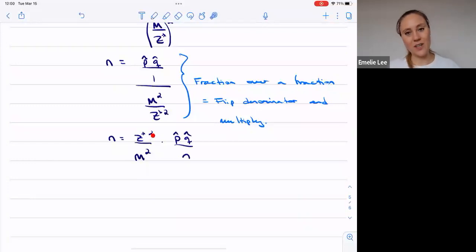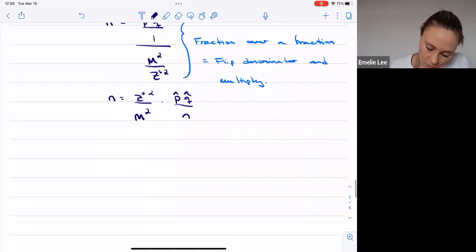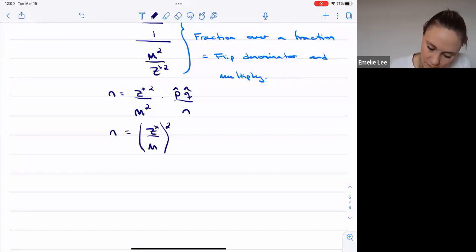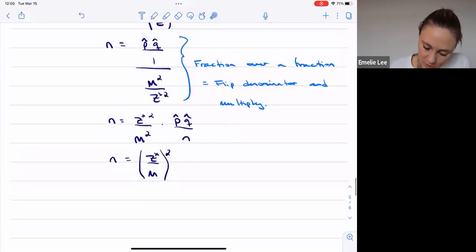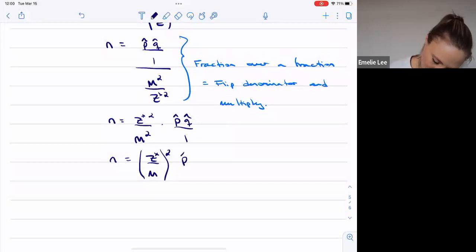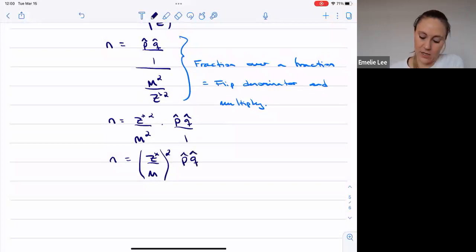By the exponent laws, I can extract that square if I don't want to have it on the individuals anymore. So then I get n is equal to z star over m, squared. Oh, I don't know where I got this over n, that's just over 1. That would have been confusing if you got rid of that. p hat q hat.